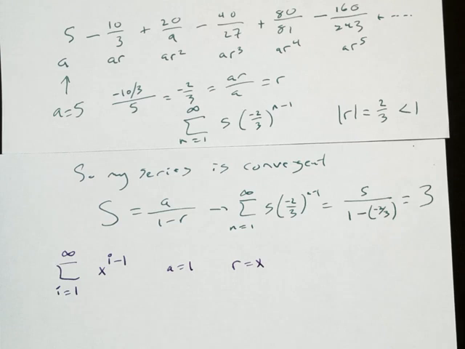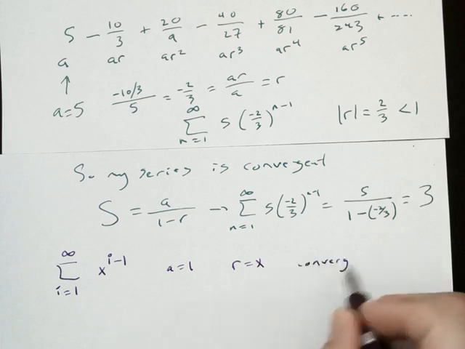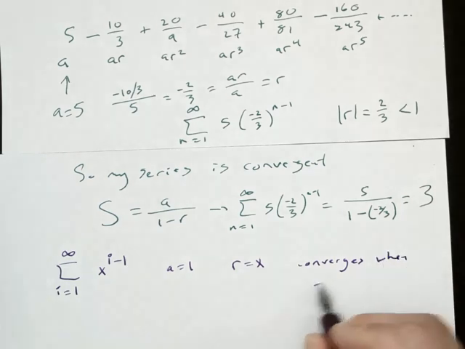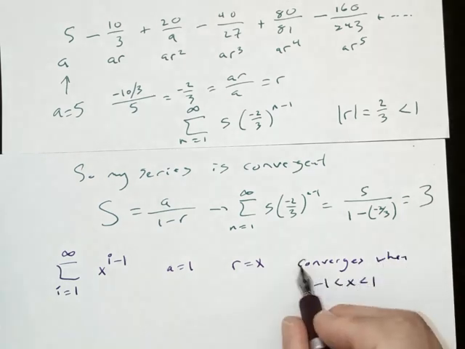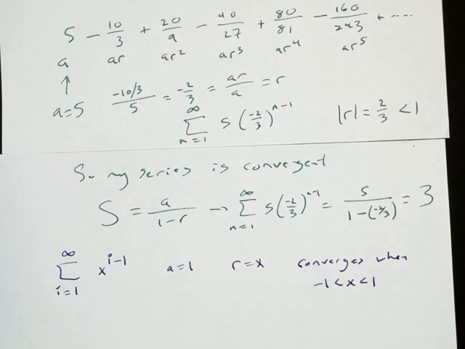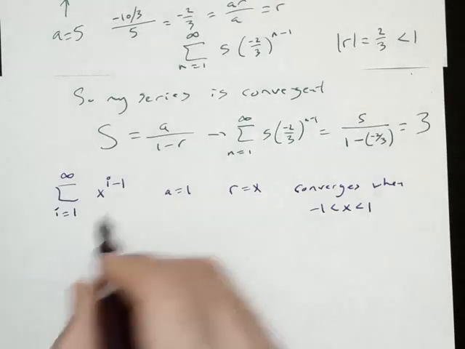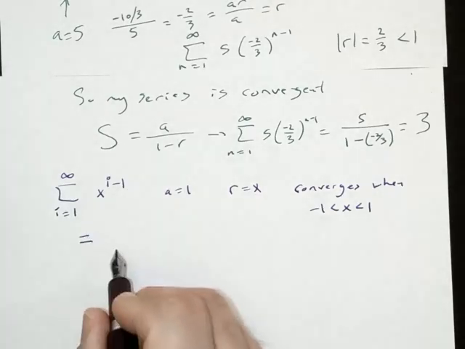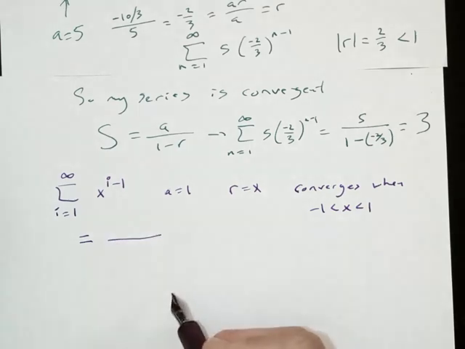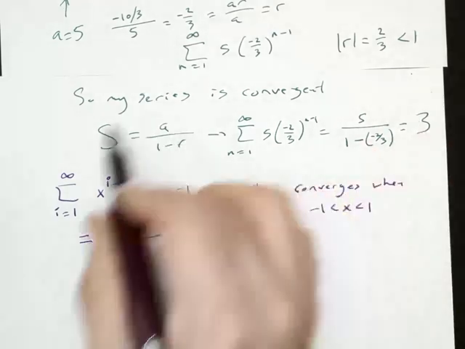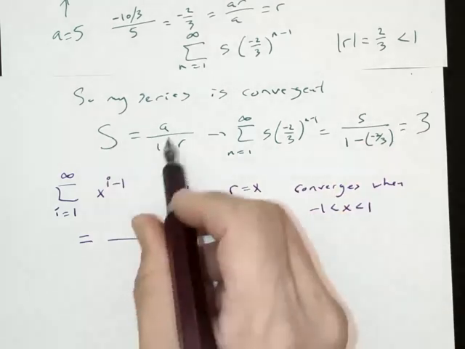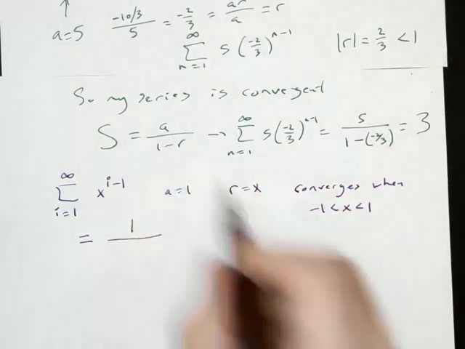Now, since X is a variable, this is only going to converge for some X's. But when it converges, what's its total? Unfortunately, no. If this converges, I want to use this formula again. So I'm going to put in A. We said A was 1. 1 minus R.